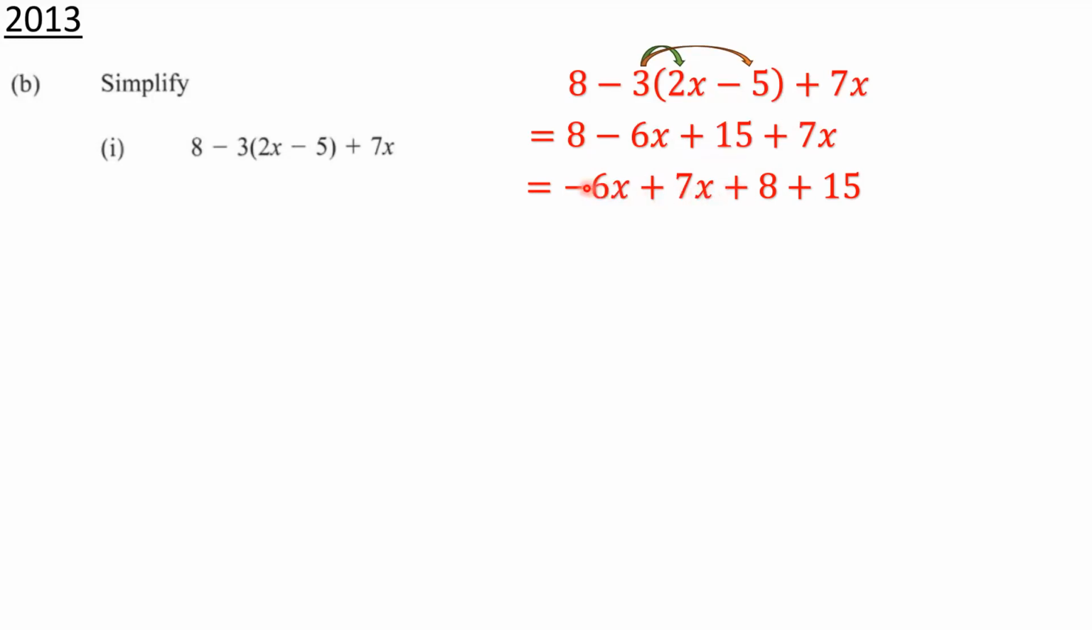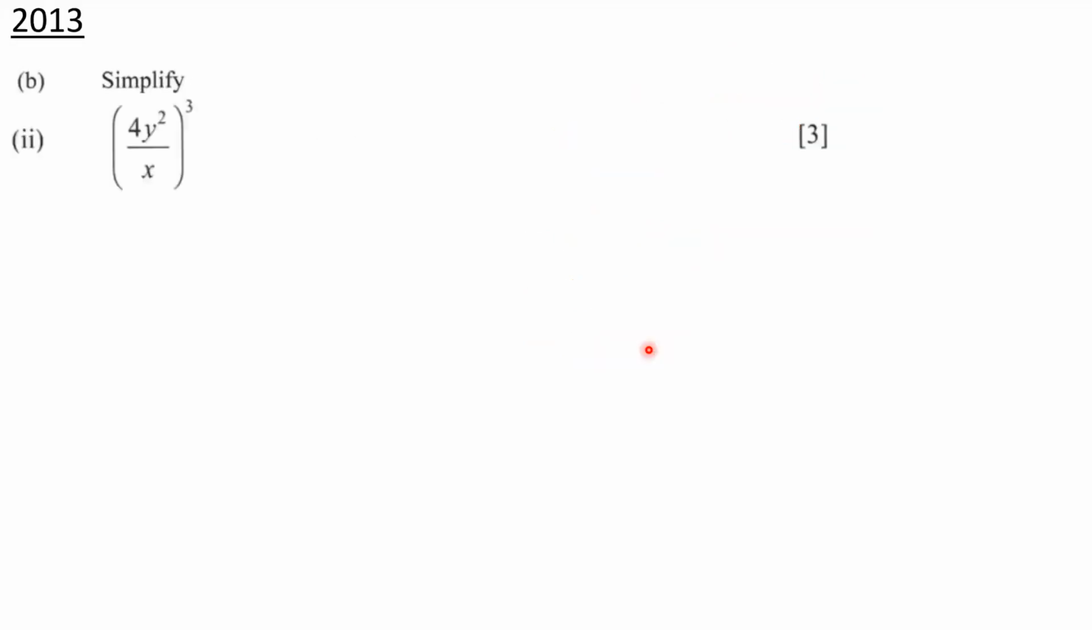What is negative 6x plus 7x? That's definitely going to be 1x. And what is 8 plus 15? That's definitely 23. So we have 1x plus 23, and 1x plus 23 is x plus 23. And so that's our answer. Okay, let's move on to the next question.